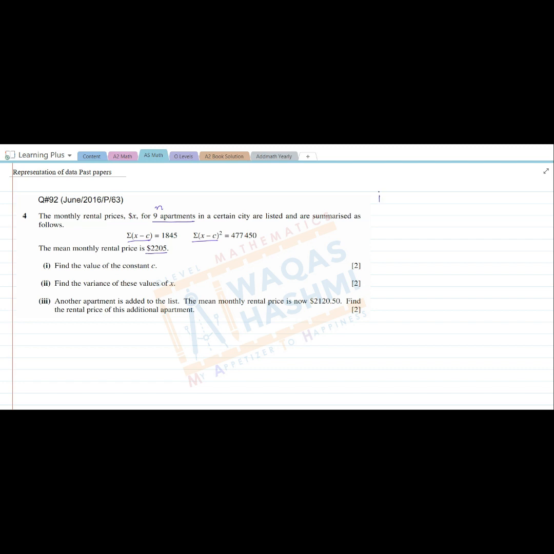And in the first part, it says find the value of the constant C. So, the most simple question, N is given and the summation is given. We can say the formula we have is: mean is equal to summation of X minus A divided by N, plus A. This is your working formula. So the mean value we have is 2205, equal to the summation value 1845 divided by N, which is 9, plus C, which we need.